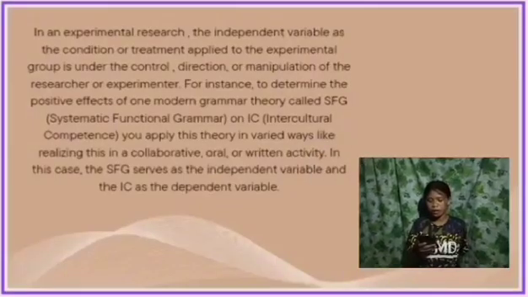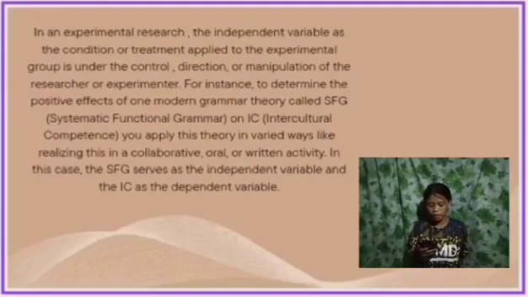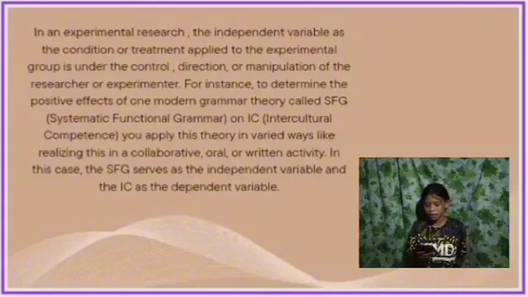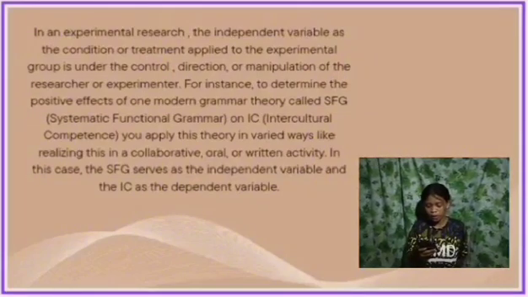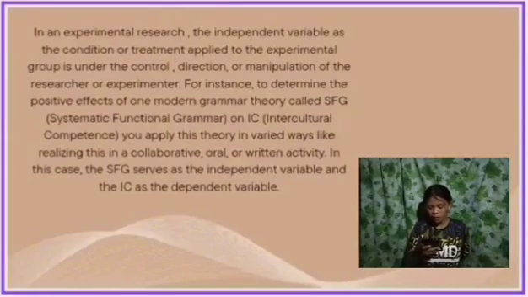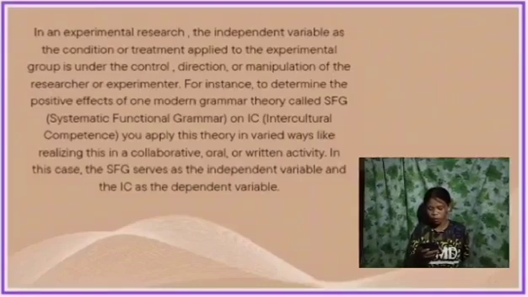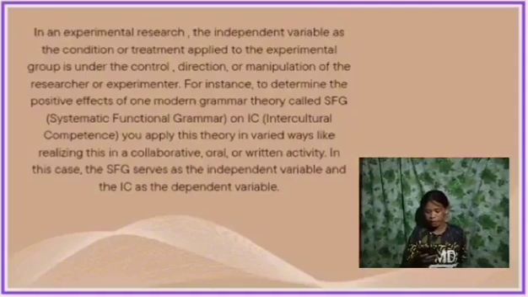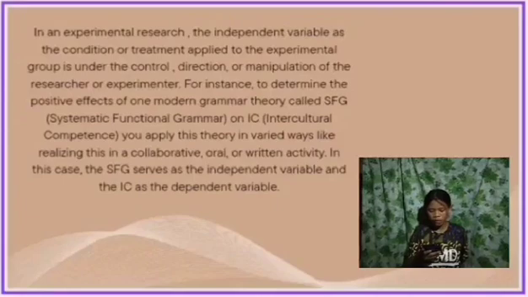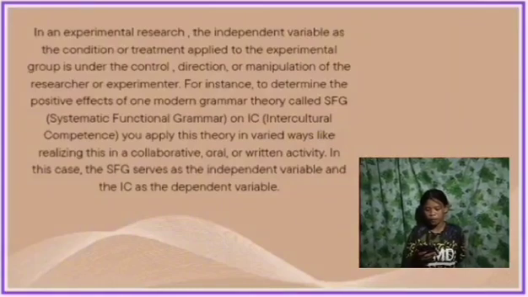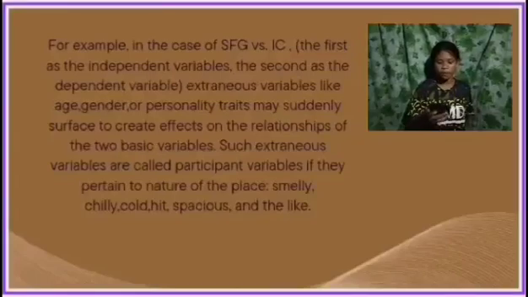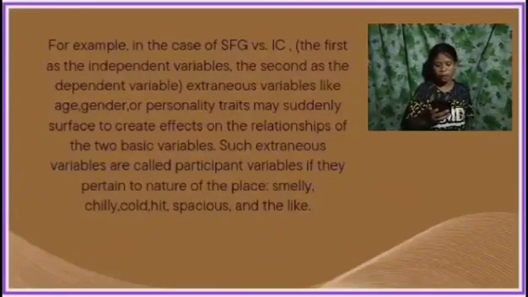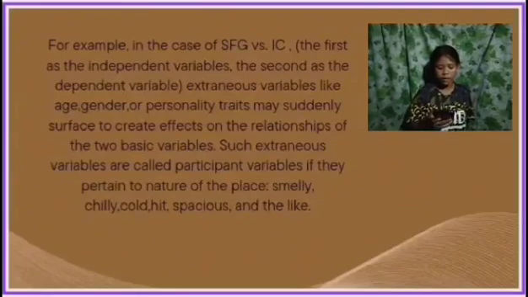In an experimental research, the independent variable, the condition or treatment applied to the experimental group, is under the control, direction, or manipulation of the researcher or experimenter. For instance, to determine the positive effects of one modern grammar theory called SFG, or Systemic Functional Grammar, on IC, or intercultural competence, you apply this theory in varied ways, like realizing it in a collaborative, oral, or writing activity. In this case, the SFG serves as the independent variable and the IC as the dependent variable.